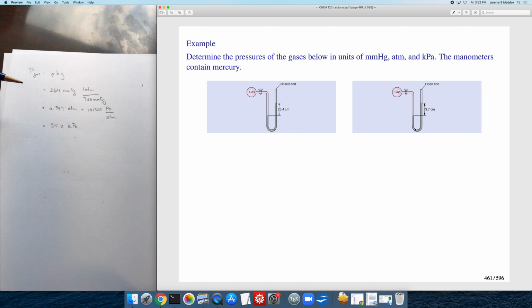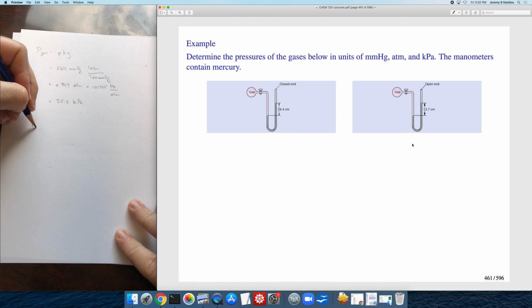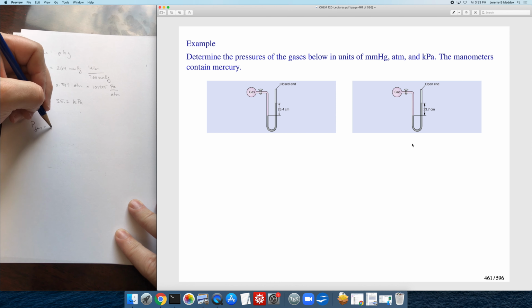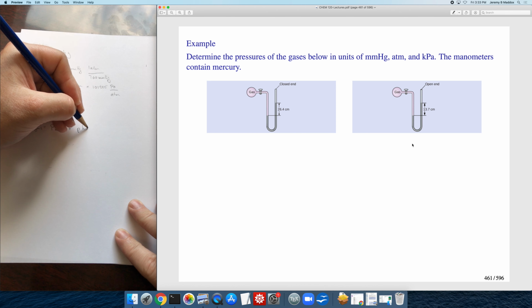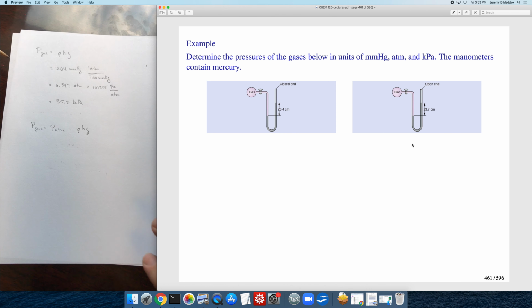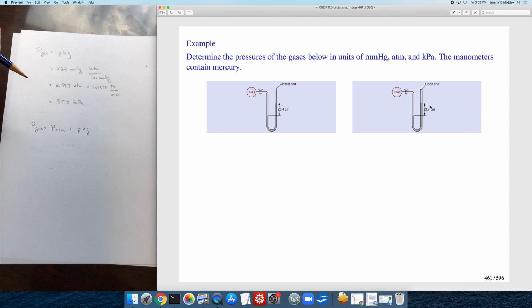For the other measurement here, where we have the open tube manometer, we need to take into account the fact that the atmosphere is also pushing on the column of liquid. So it's the atmospheric pressure plus the hydrostatic pressure of the mercury column. And it's plus in this case because we see that the mercury column on the right-hand side of the device is higher than the column on the left-hand side. If it were the other way around, if this were 13.7 centimeters below, then we would have used a minus sign here. But since it's above, we use the plus sign.